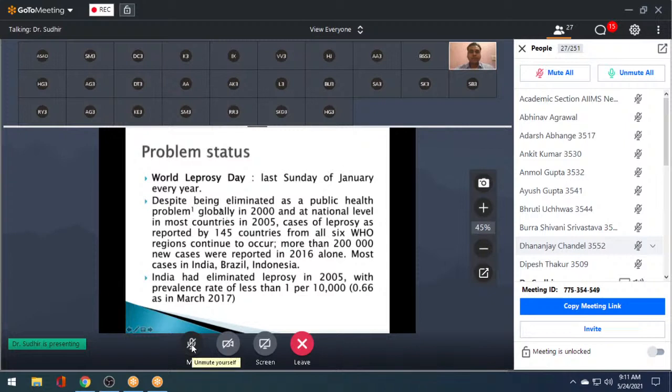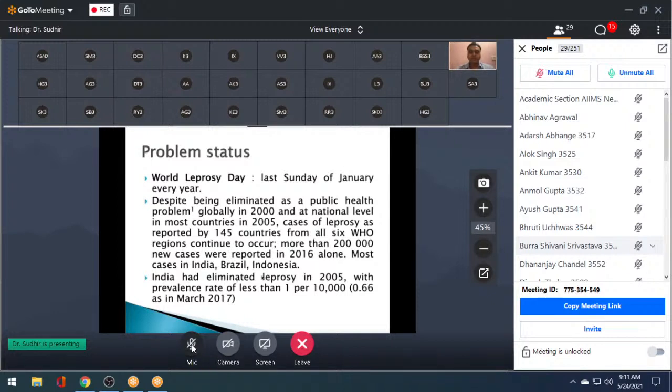So coming to problem status, the last Sunday of January every year is considered World Leprosy Day. Despite the elimination of leprosy being carried out as a national program, called the National Leprosy Eradication Program, NLEP, rare cases are still being reported, and it is a reportable disease nowadays. If you are not reporting this case, then you will be punishable.